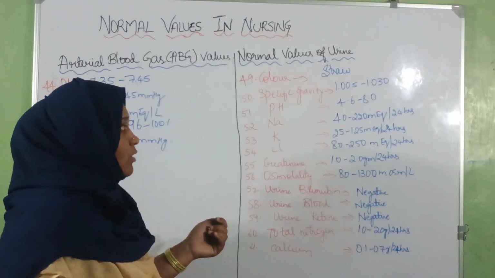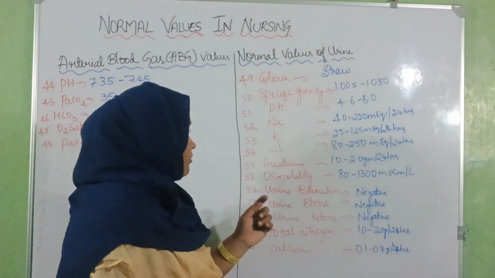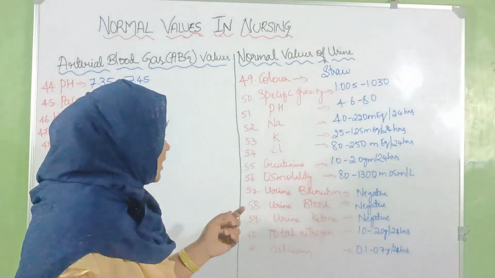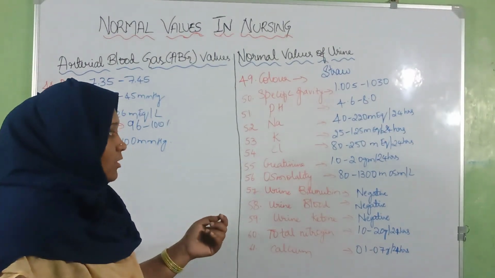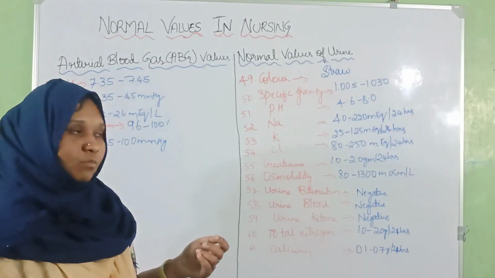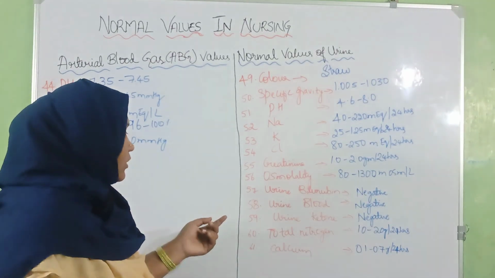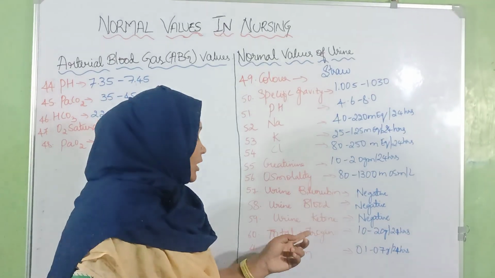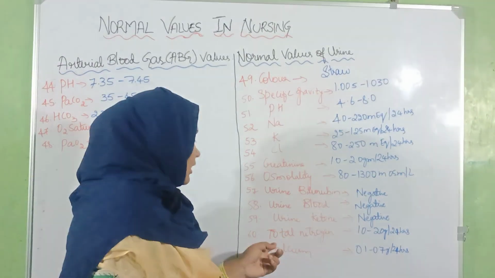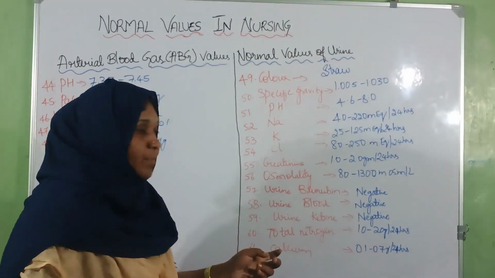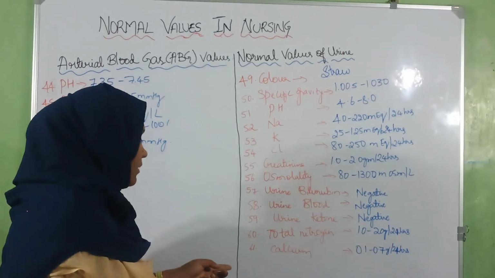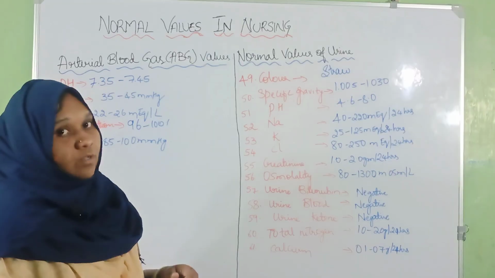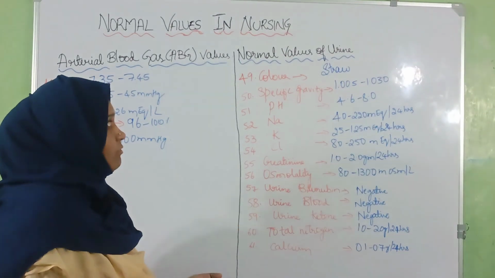Potassium level is 25 to 125 milliequivalent per 24 hours. And then creatinine level is 1 to 2 grams per 24 hours. Osmolality is 80 to 1300 milliosmol per liter. Urine bilirubin level is nothing, it is negative. Urine blood is also negative. Urine ketone is also negative. Total nitrogen level is 10 to 20 gram per 24 hours. Calcium level is 0.1 to 0.7 gram per 24 hours. This is nothing but the normal values of urine.